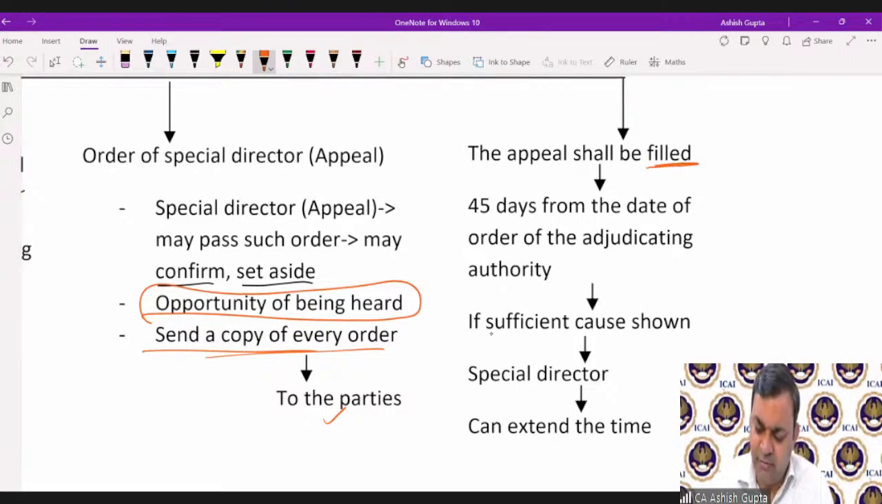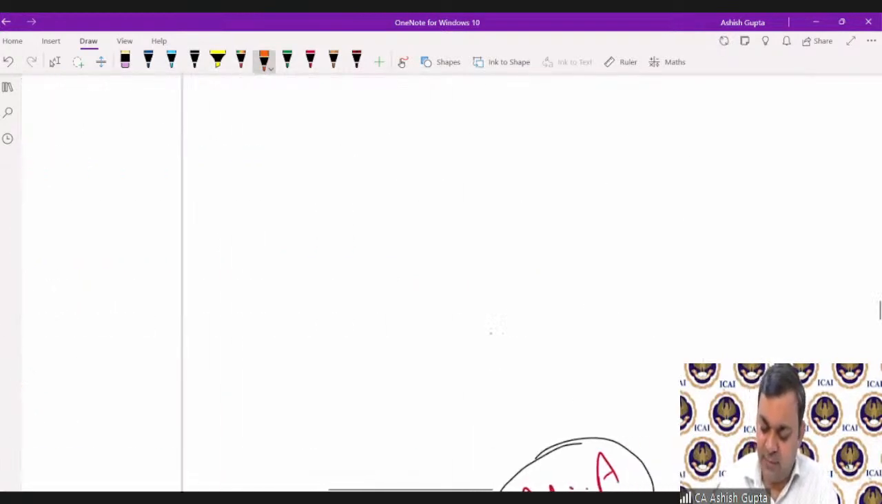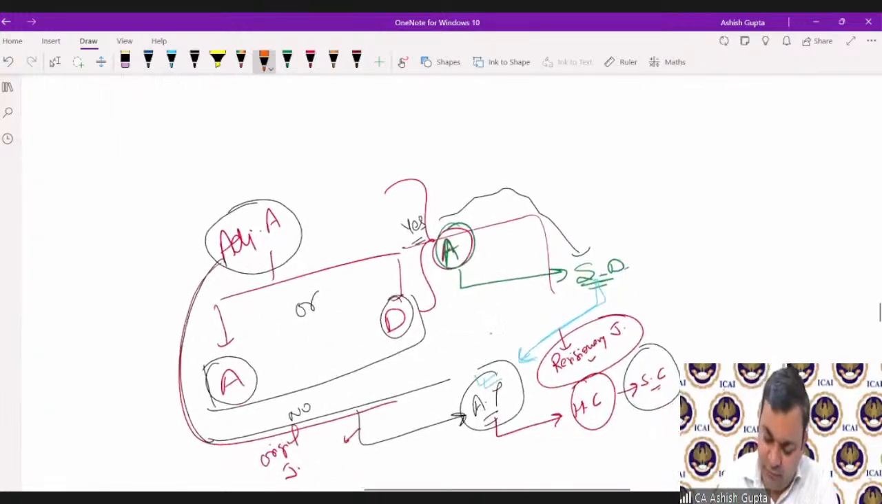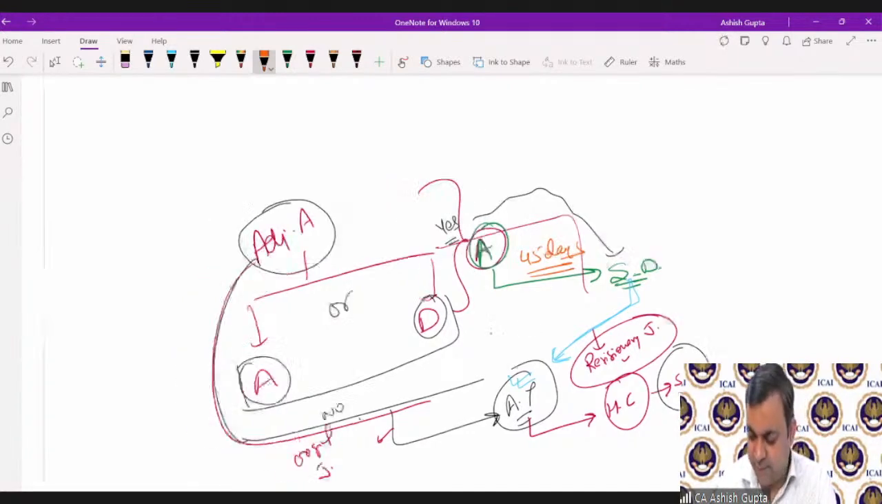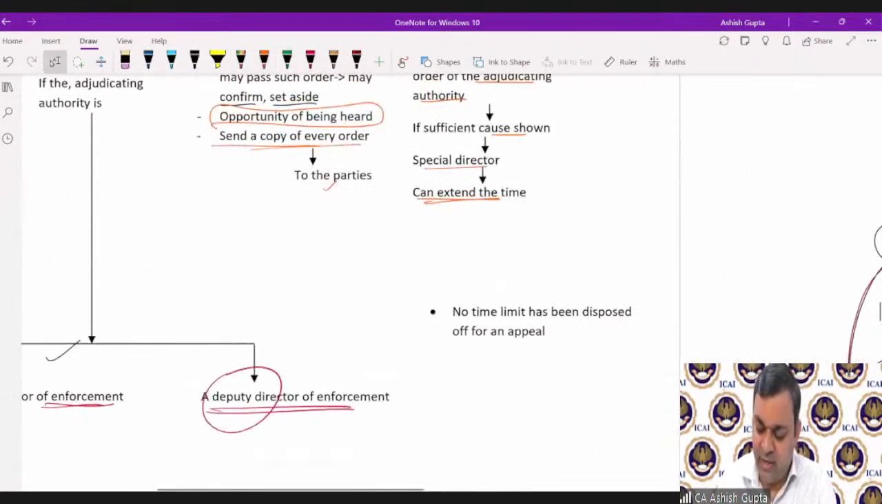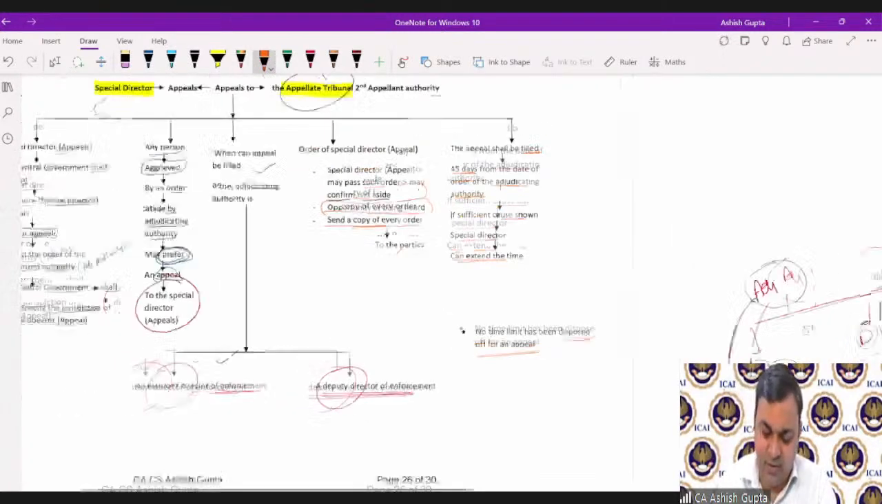The appeal shall be filed within 45 days. Now you need to file that appeal from the date of the order of the adjudicating authority. If sufficient cause is shown, the special director can extend the time. Means that appeal you need to file within 45 days. That is a time of 45 days. Okay. And no time limit to disposal. There is no time prescribed for the disposal part.